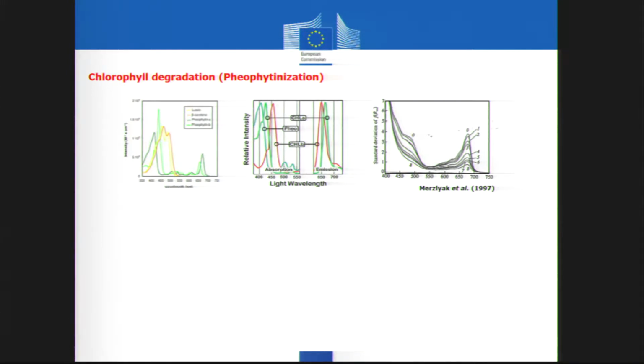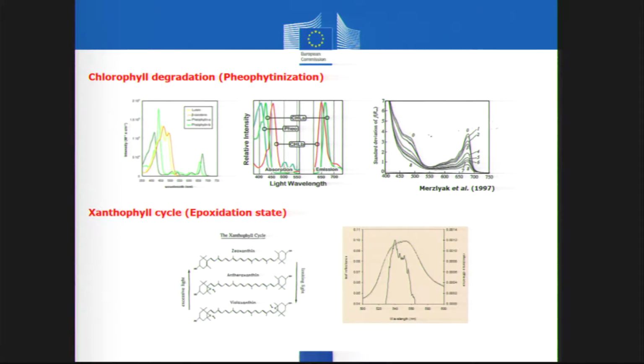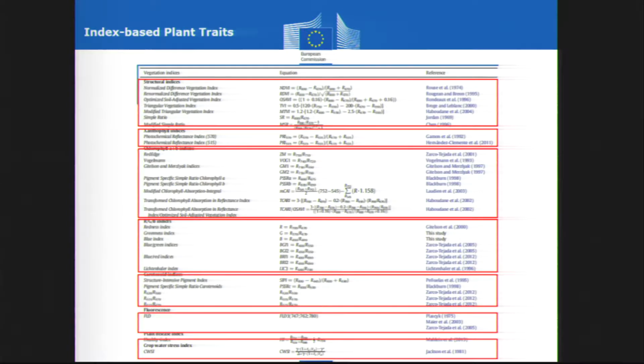And this has an effect also on the leaf level and canopy level type of data that we can collect. And also, we don't have yet in our models correctly simulated other pigment degradations and pigment changes due to the xanthophyll cycle, which are linked to the epoxidation state of these xanthophylls. Because we don't have these processes and other ones included in the models, in addition to the model-based plant trait retrievals, we also need the index-based plant traits.